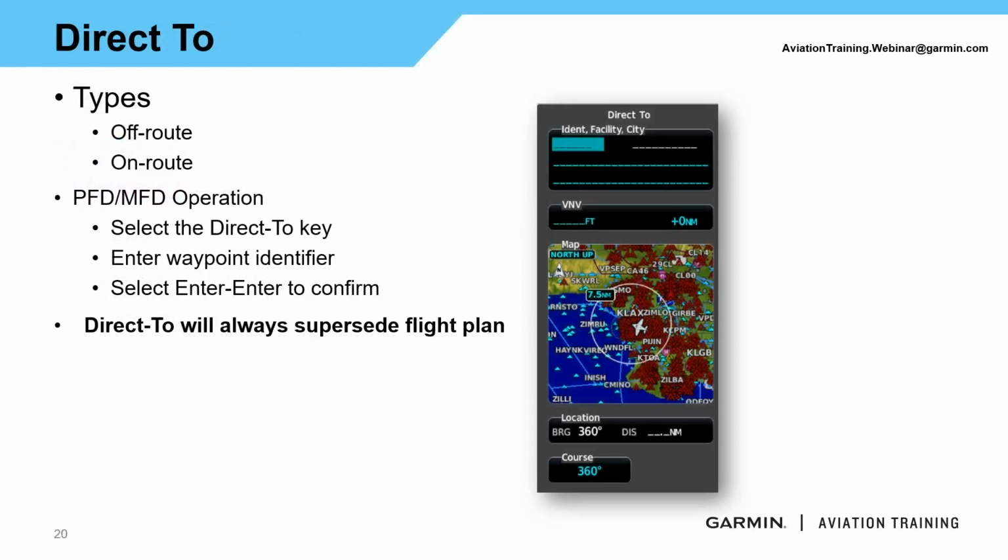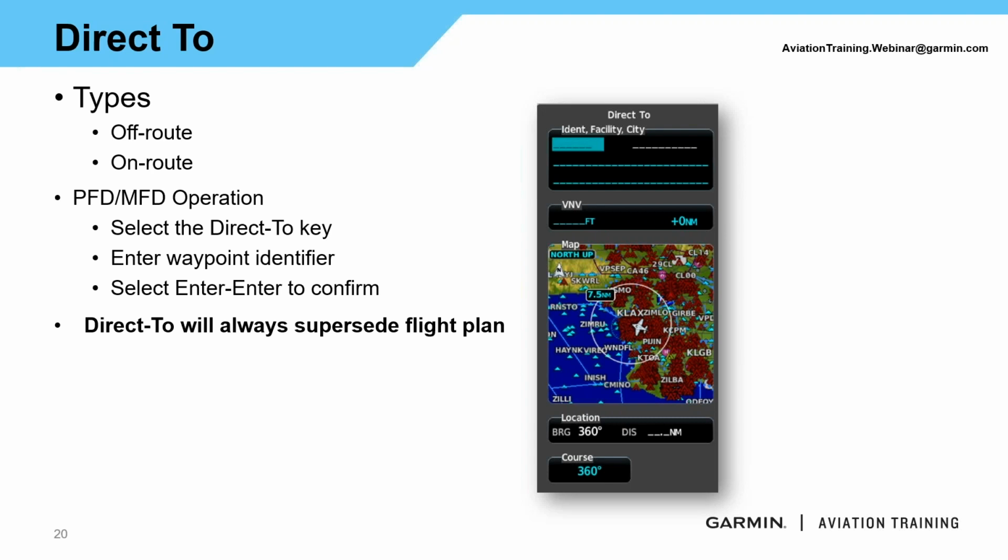So now we've talked about colors. Let's move on a little bit to the Direct To. There are a lot of features built into a Direct To, even some as far back as the 430/530, that I would say a vast majority don't even know are there. So we're going to break down the Direct To into off-route Direct To and on-route Direct To. And on the G1000, that can be done from the PFD or the MFD, all of the functionality of Direct To. And we do that by selecting the Direct To hard key, just like the GNS 430 or 530.